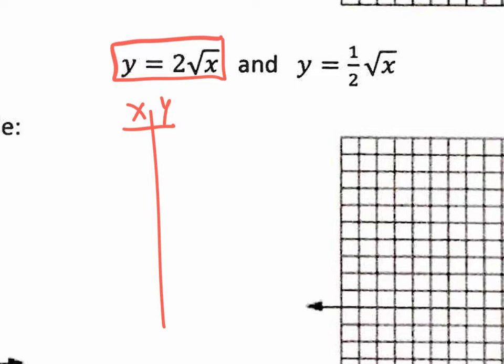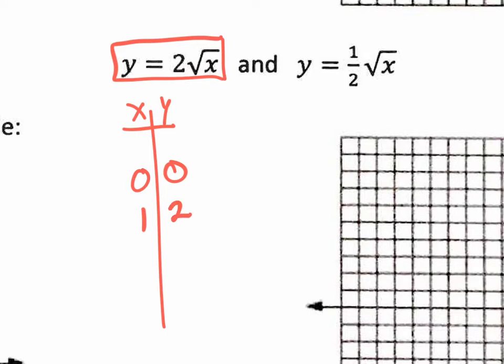So what's a nice input to take the square root of? 0. The square root of 0 is what? 0. So when you do the square root of 0, you get 0, and 0 times the a value of 2 is still going to be 0. Now let's plug in another nice number that we could do the square root of. 1, right? The square root of 1 is what? 1 times 2, 2. Are you with me?